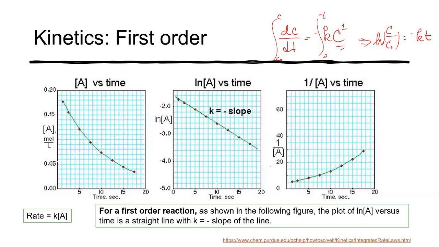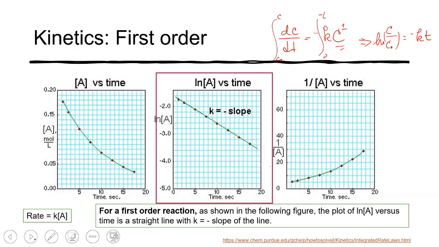So if we plot, in this case, the log of A or the log of A over A naught, either one will work, versus time, you see that we have a linear plot and the slope is that rate constant. If you plot A versus time, it's nonlinear. If you plot 1 over A versus time, it's nonlinear.